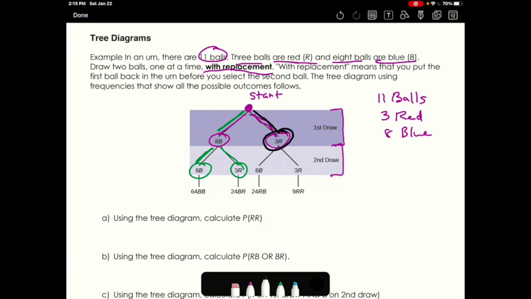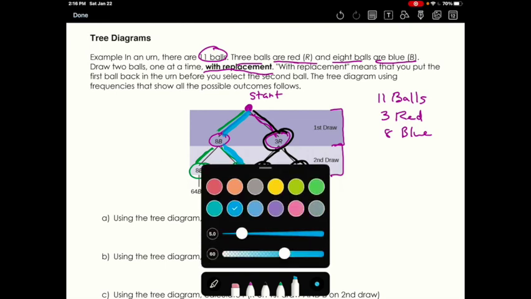Now, if the first time I pick my ball, I come down this path here and I pick a red ball, again, because I put that first ball back in, I still have the same choice. I could pick one of 8 blue balls, or I could pick one of the 3 red balls. So these paths show you what all the different possibilities are. For example, if I come down this path and then down this path that I just highlighted blue, that means my first ball I pick a blue ball, and then my second ball I pick a red ball.